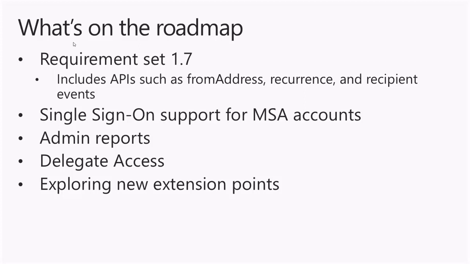For set 1.7, we're adding APIs such as recurrence. We're adding some events around recipients and appointment time change. We're also providing the ability to access the from address. We're going to be adding single sign-on support for MSA accounts. Admin reports, which will allow administrators to view the usage of the add-ins within their organization. We're also working on Delegate Access, which Petra will demo for you shortly. And then we're going to be exploring new extension points that may be useful for developers in the future.